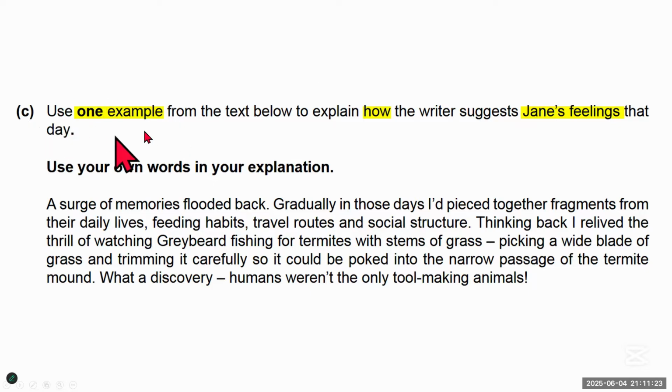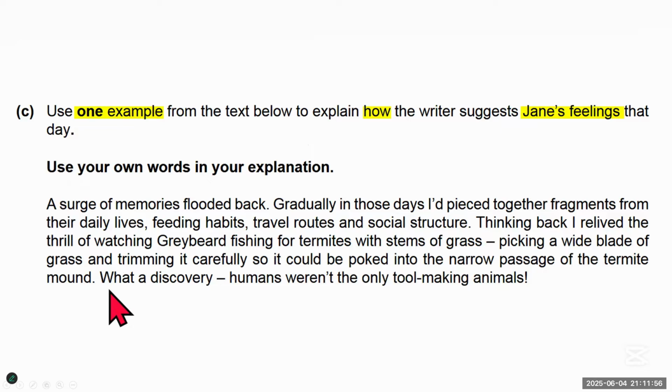Use one example. Make sure that you do so. Don't use more than one from the text below to explain how the writer suggests Jane's feelings that day. So make sure you explain how the example shows her feelings.